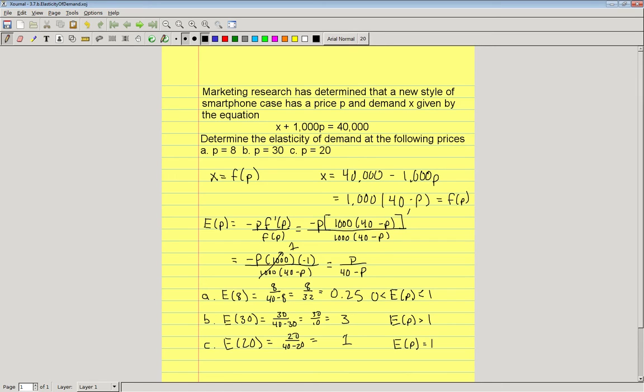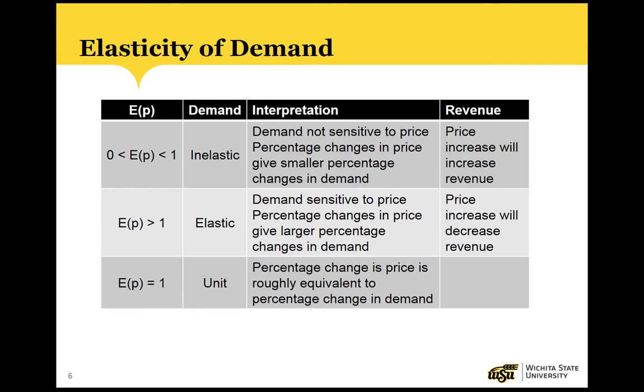Now, this is important to us because the elasticity of demand has interpretations associated with it based on if the number is between 0 and 1, greater than 1, or exactly equal to 1. Those interpretations are given in the following chart.